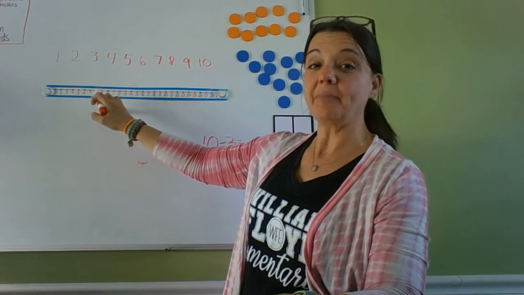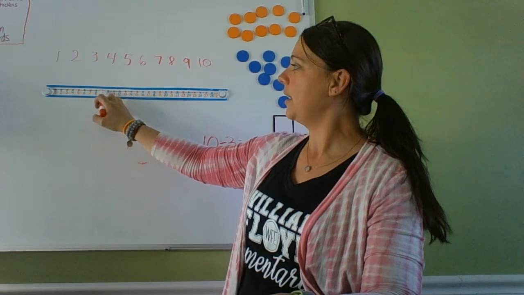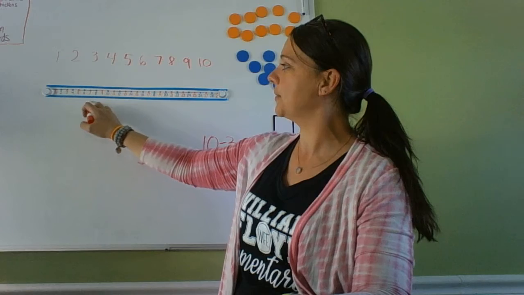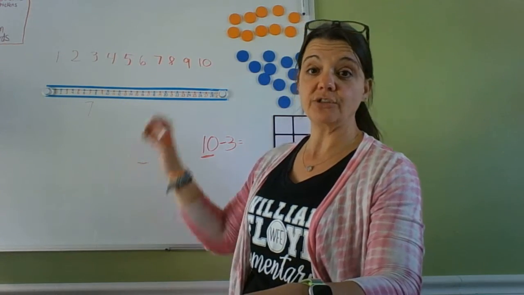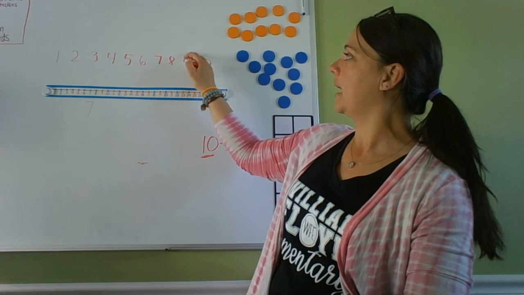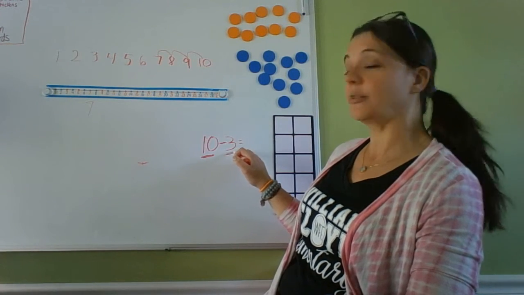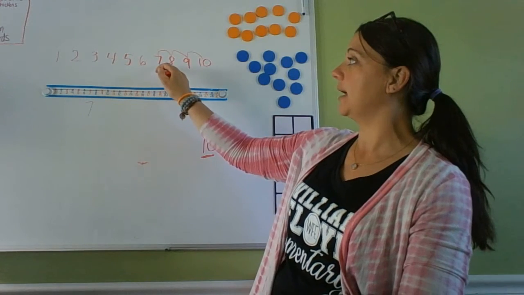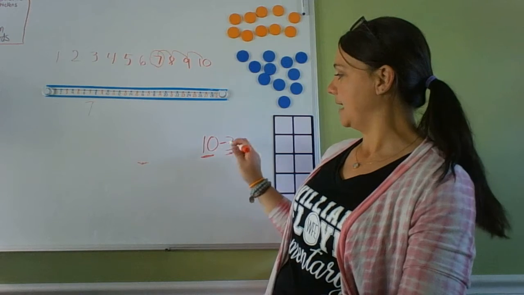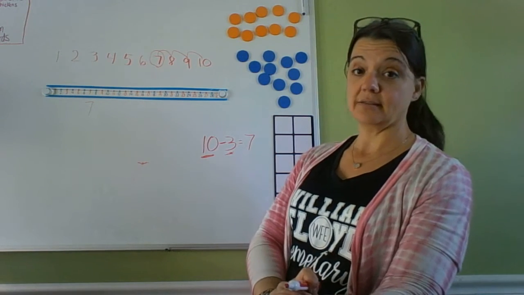So we're going to hop back 3 spaces. Let's try it again. 10, then we go back 1, 2, 3 spaces, which brings us to 7. Let's do it on the bigger numbers that I wrote up here. You start at 10, you hop back 1, 2, 3 spaces, because that's what the problem is telling us to do, and we get to our answer, which is 7. So 10 take away 3 is 7.